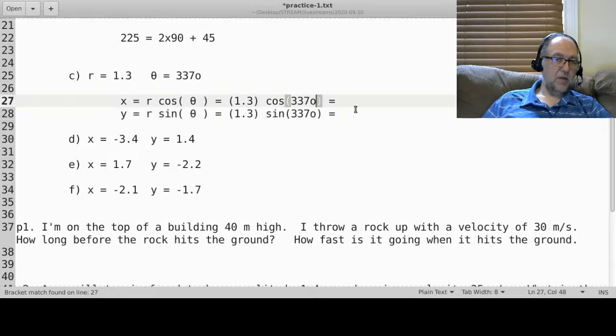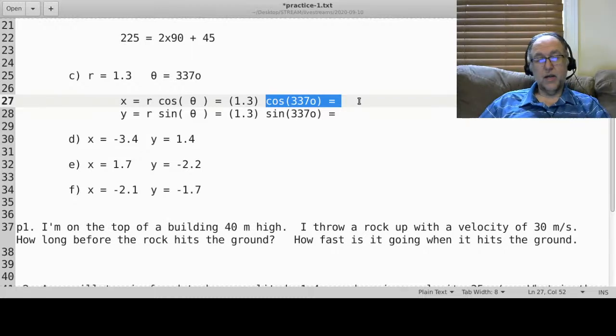Oh, that's something else to be careful with on your calculators. Make sure you're working in degrees mode. So in this class, we're going to use both radians and degrees. For polar to Cartesian and vice versa, we're almost always going to use degrees. I can't think of a single example where we won't. Okay, so there it is.